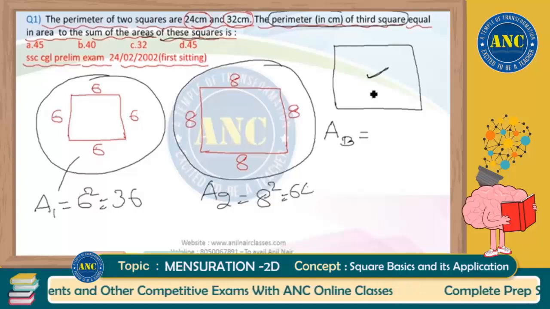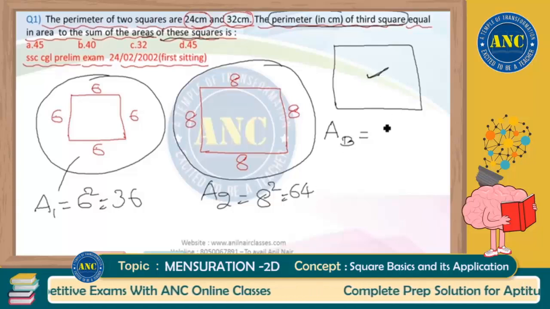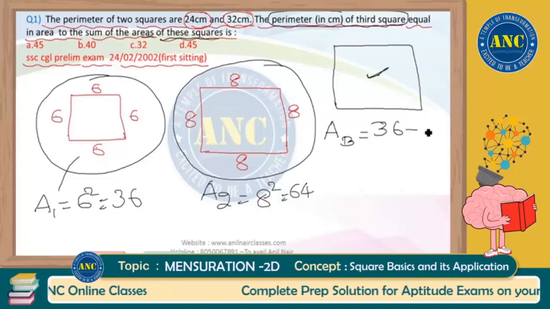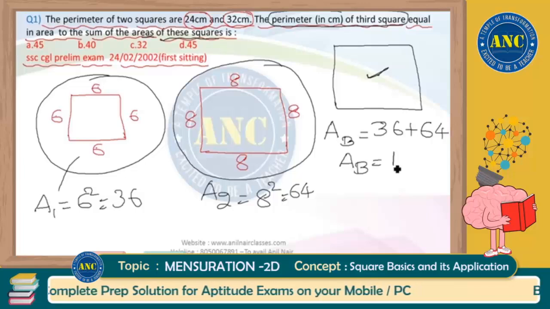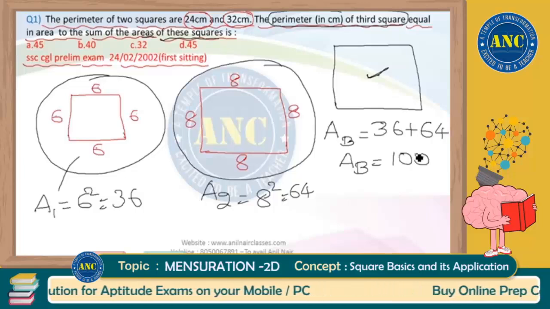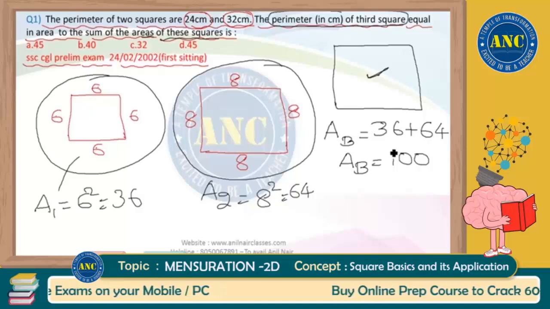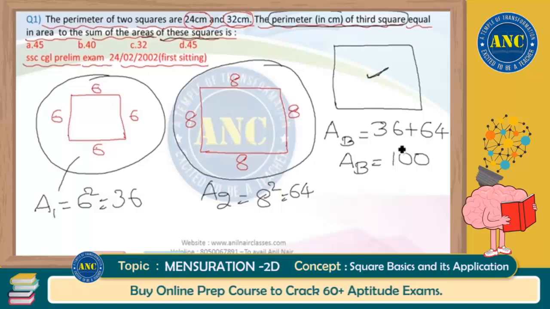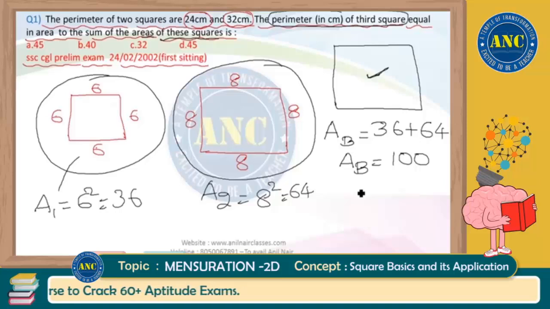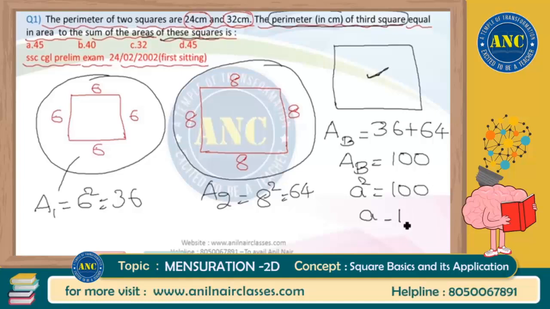That means the area of this black square is the sum of the areas of the other two squares: 36 plus 64, which is 100. Now, the area of this black square, let me call it a squared, is 100. So the value of a is 10. That means each side is 10 units.